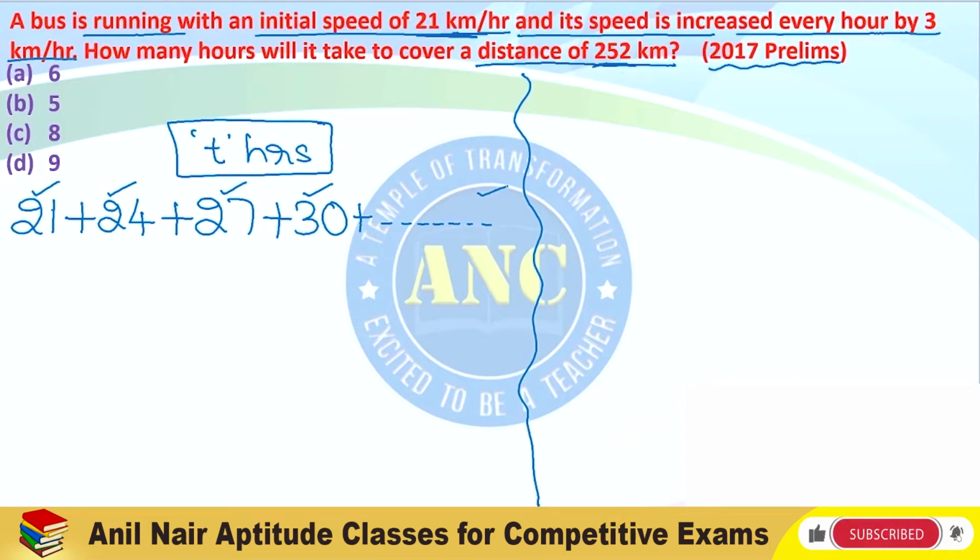When you add all the t terms, totally there are t terms in the series of this arithmetic progression. When you add all of them, the sum should become 252. How many terms you will get is the question they are asking. So I can say that the sum of n terms is nothing but 252, which is the total distance.